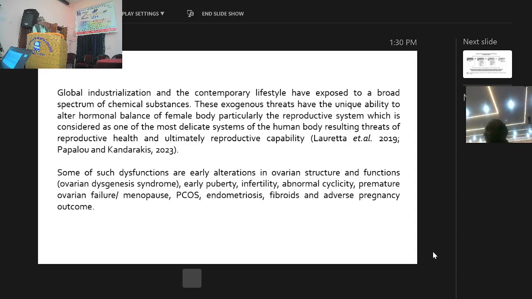Some such dysfunctions are early alterations in ovarian structure and function. Ovarian degeneration syndrome is known as early puberty, infertility, abnormal cyclicity, menstruation cycles not following any fixed rhythm, premature ovarian failure or menopause, polycystic ovarian syndrome, endometriosis, fibroids, which is also one reason of cancer development and adverse pregnancy outcome. Next slide.